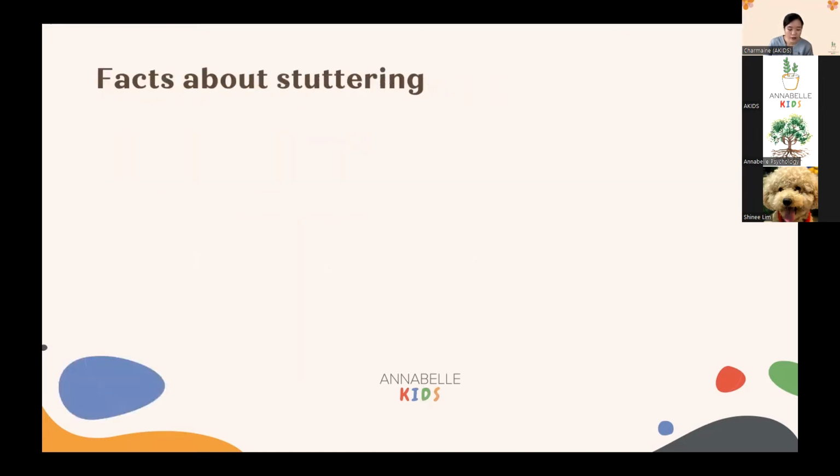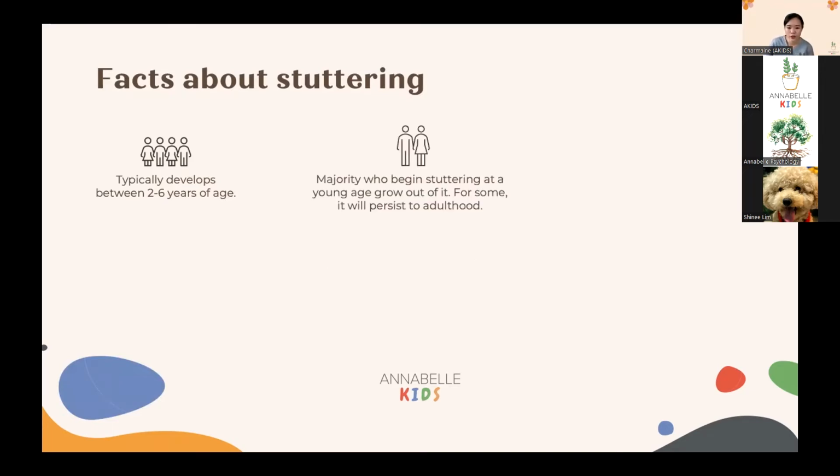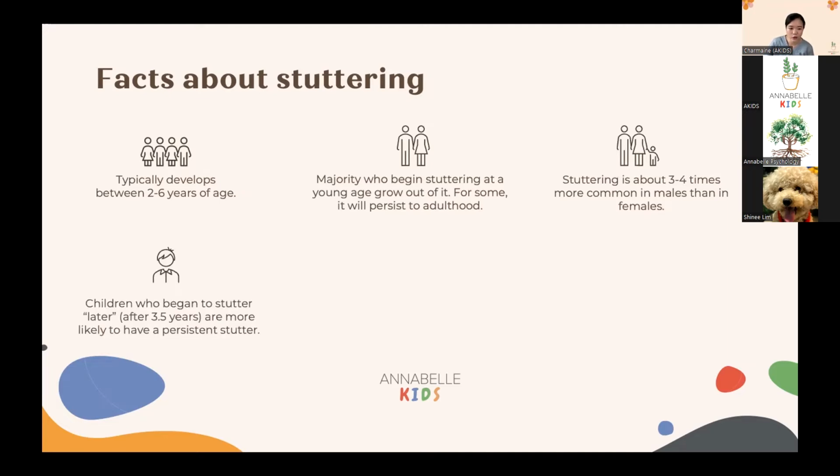Okay, so let's go through some facts about stuttering. Stuttering typically develops between 2 to 6 years of age in a child. A majority who begin stuttering at a young age will grow out of it, and for about 1% of people, it will persist to adulthood. Stuttering is about 3 to 4 times more common in males than in females. And children who begin to stutter later, after about 3.5 years of age, are more likely to have a persistent stutter that lasts to adulthood.